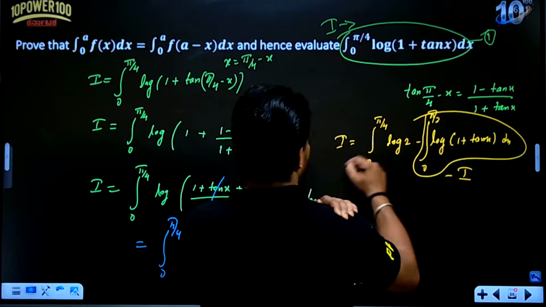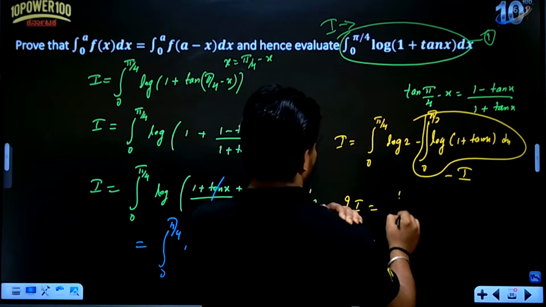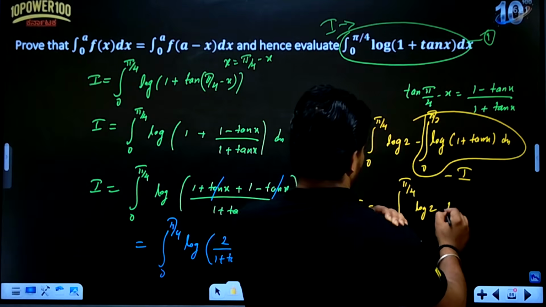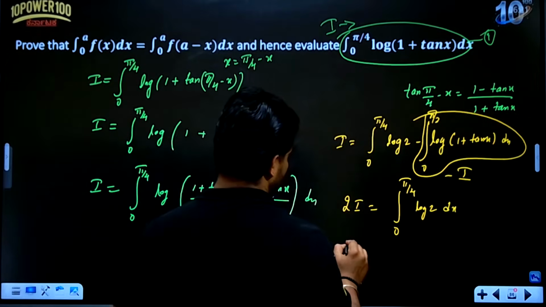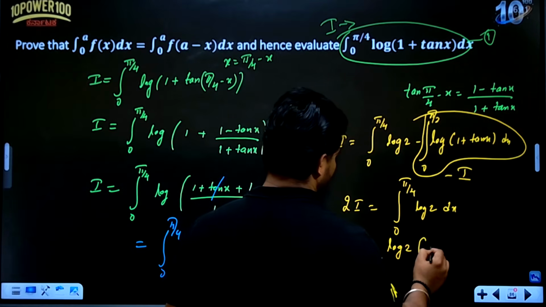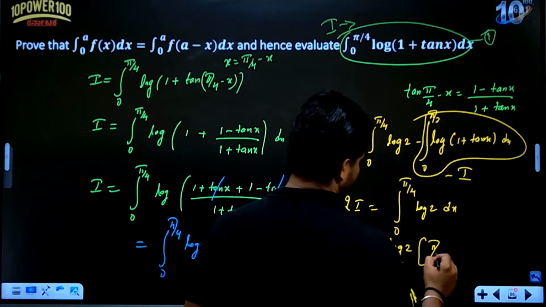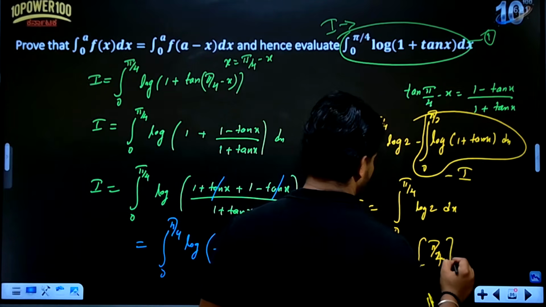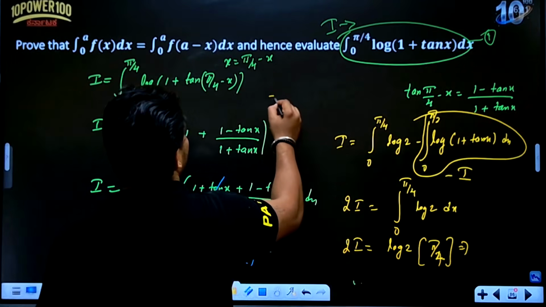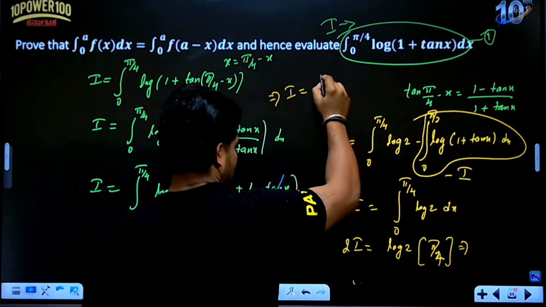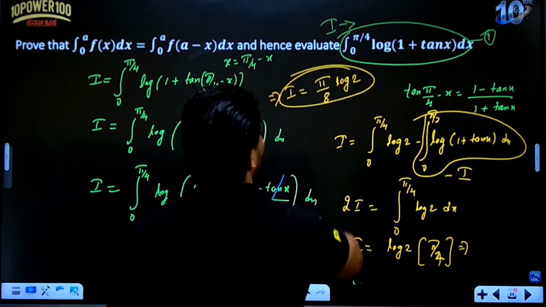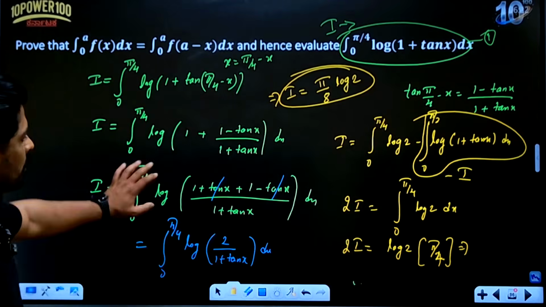If I bring this over, it becomes 2I. So 2I is equal to the integral from 0 to pi by 4 of log 2 dx. Now log 2 is constant, so 2I is equal to log 2 times the integration of 1, which is x, so pi by 4. So the answer is pi by 8. So I is equal to pi by 8 log 2. So pi by 8 log 2 is the final answer. Okay? So a simple concept.